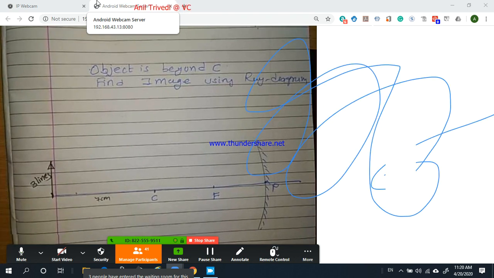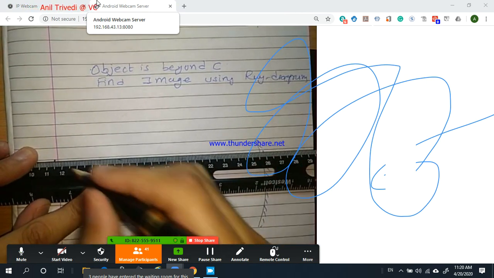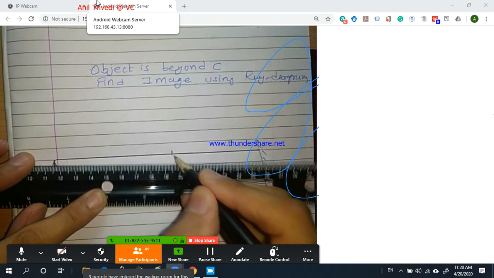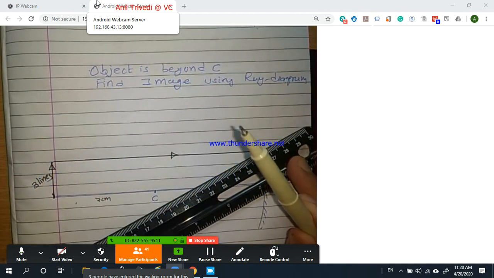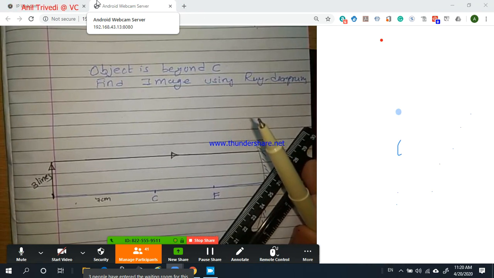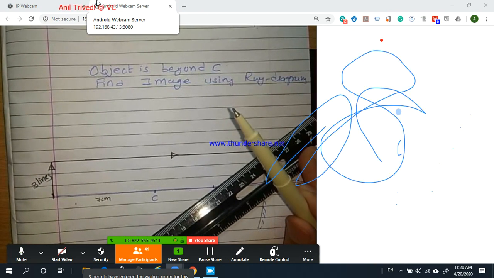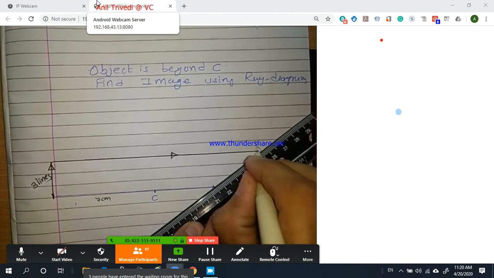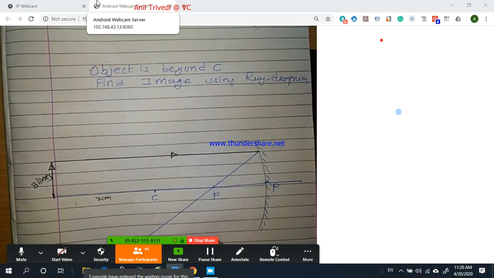Now let's say this is a ray parallel to the principal axis. I'll use a blue color pen to show the reflection. So it has to pass through Focus or C? Focus. Okay, so then it will look like this. This is the reflected ray, right?